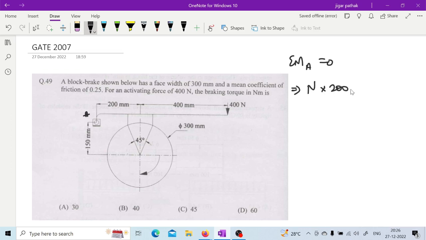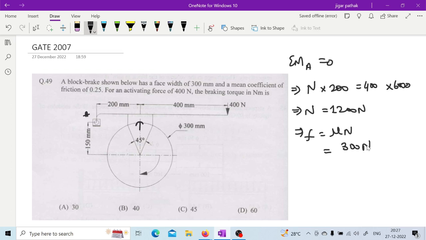Okay, sir. So this N into 200, where N is going to be applied at this point, can be equated with this 400 into 600. From this you can first calculate N, so it will be around 1200 Newton. Then frictional force is mu into N. So mu is given as 0.25 into 1200 will be 300 Newton. Then braking torque will be this frictional force into radius. Radius is given as 150 mm. So this 300 into 0.15 will give you 45 Newton meter. Is it correct?